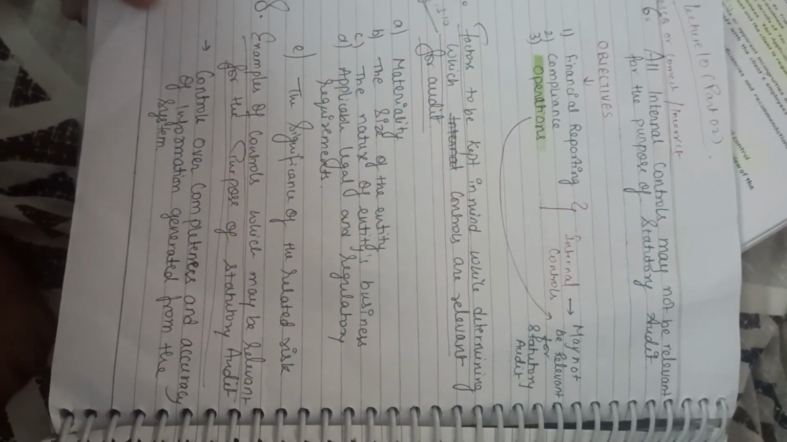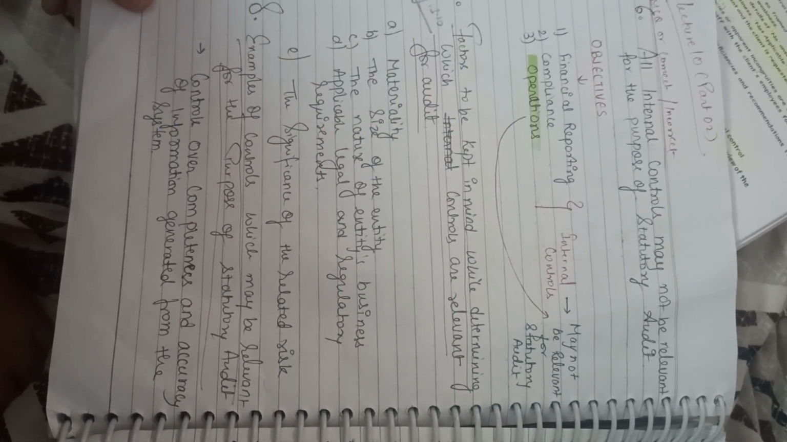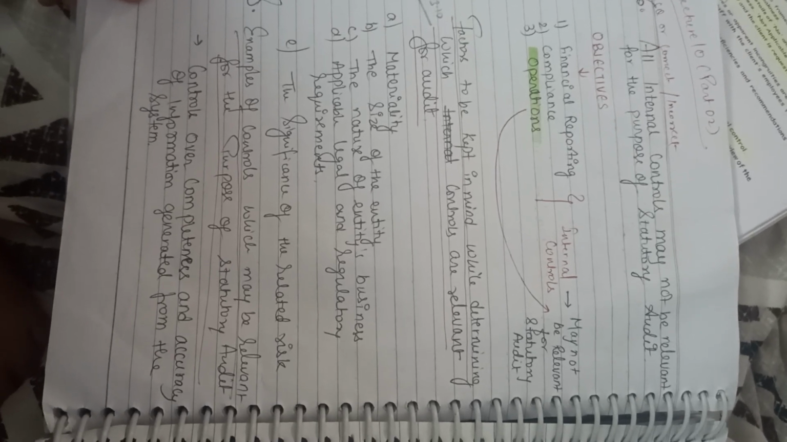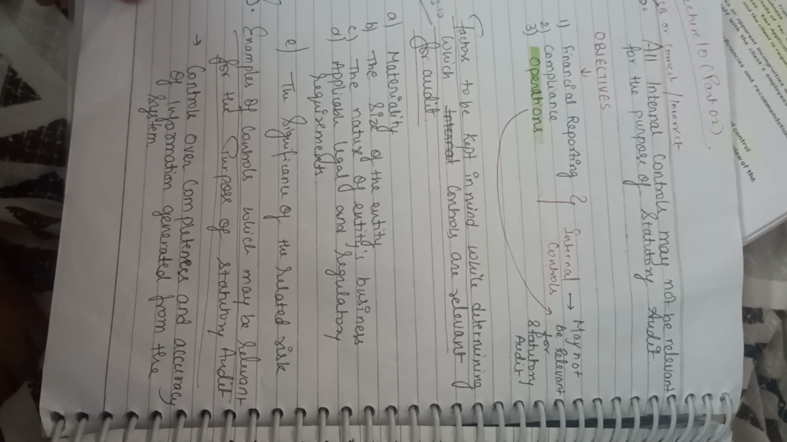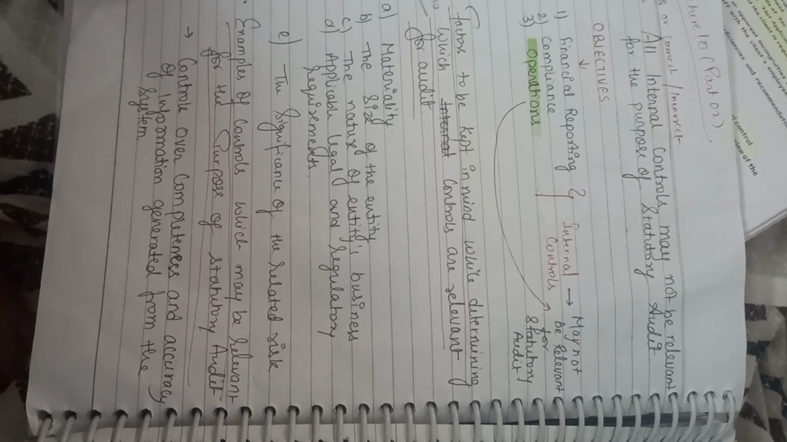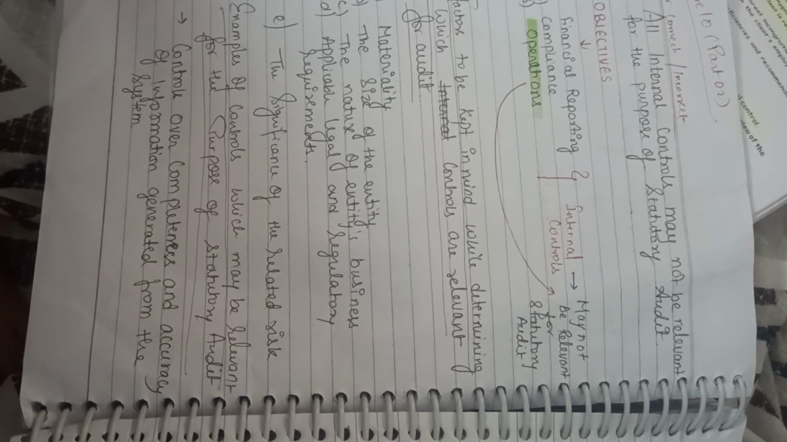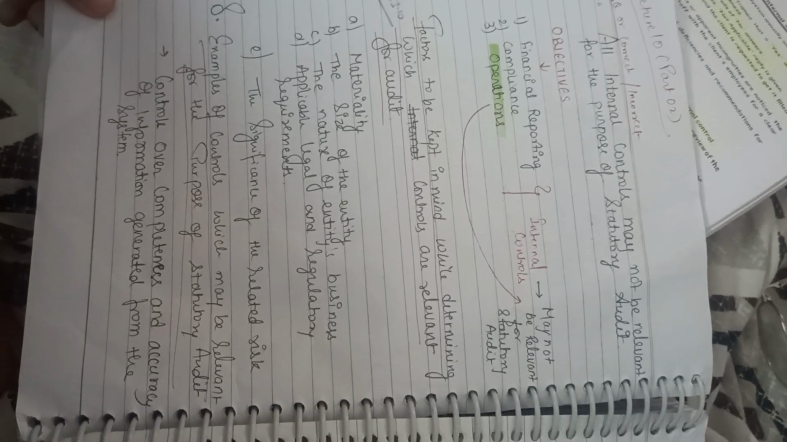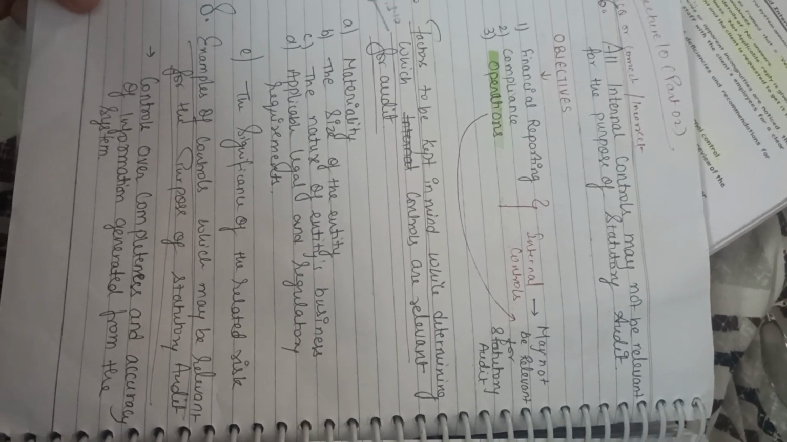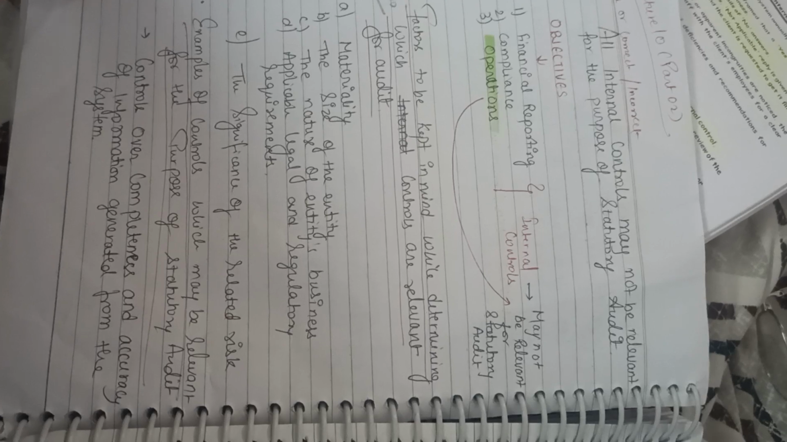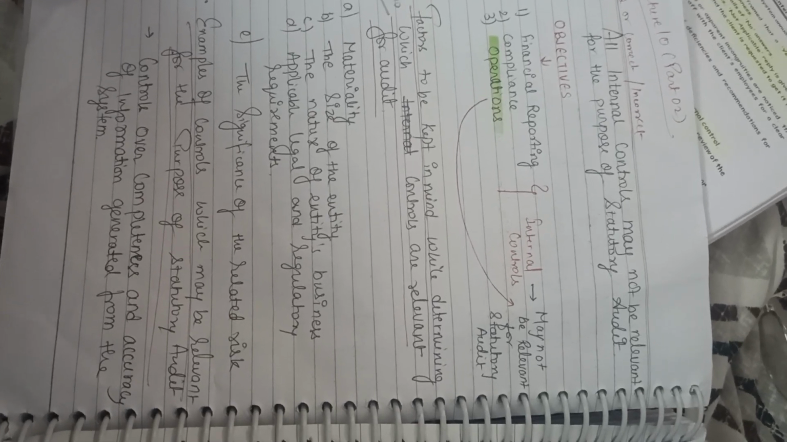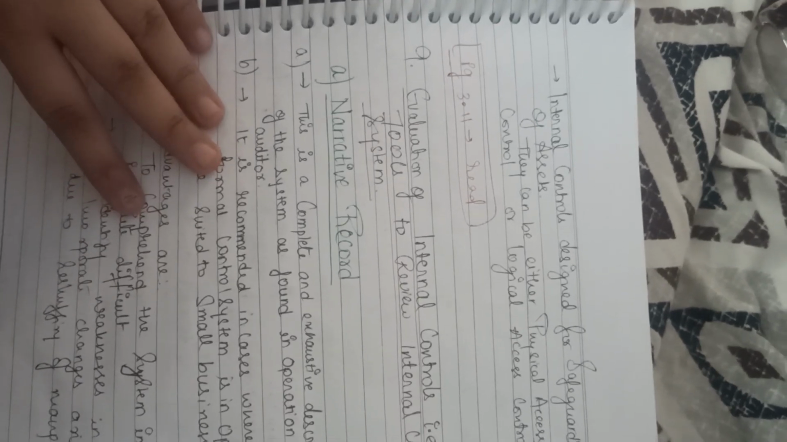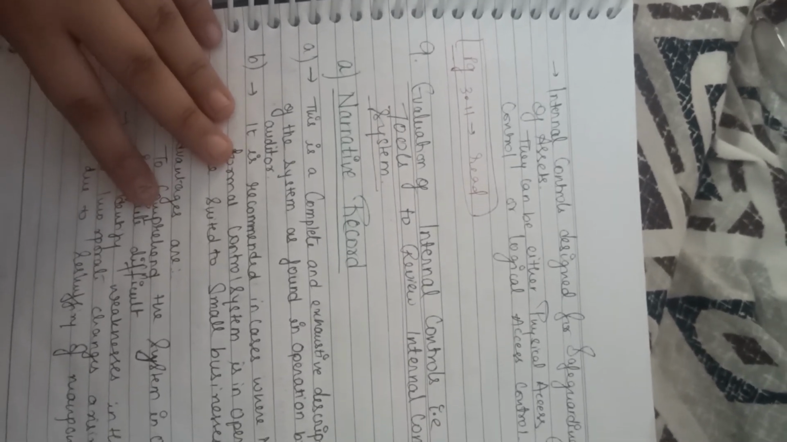Now, point number 7, factors to be kept in mind while determining which internal controls are relevant for audit. Materiality, the size of entity, the nature of entity's business, applicable legal and regulatory requirements, the significance of related risk. Examples of controls which may be relevant for the purpose of statutory audit: controls over completeness and accuracy of information generated from the system. Internal control designed for safeguarding of assets. They can be either physical access control or logical access control.